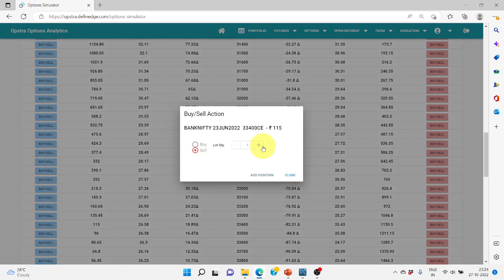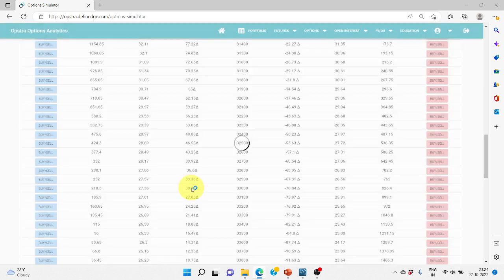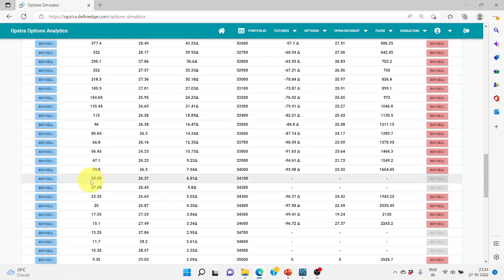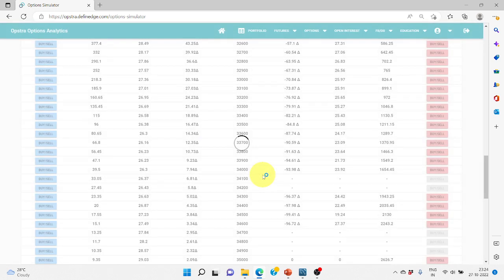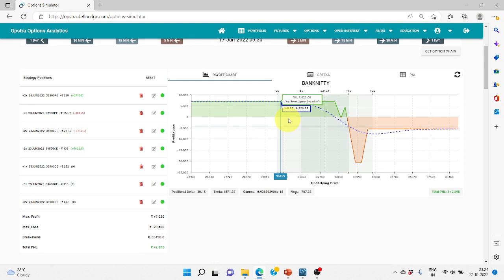33,400, we are going to sell three lots. 33,900, we are going to buy two lots. 1:3:2. So once we do this, you see a payout graph chart like this, where on this side we are completely protected till 33,490.